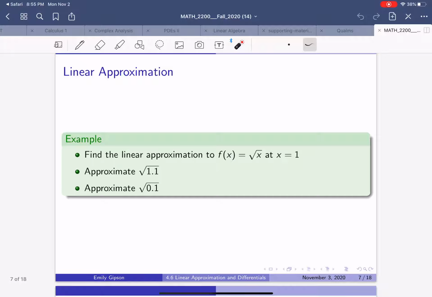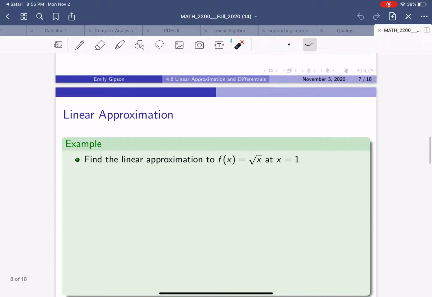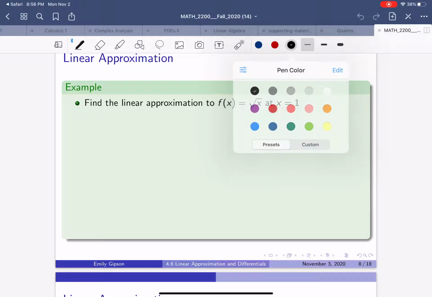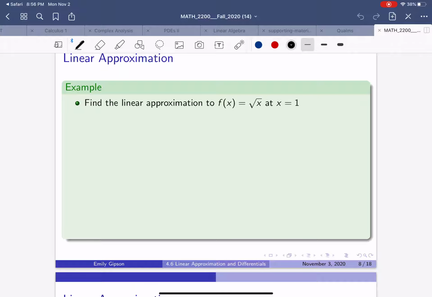In this example, we're going to find the linear approximation function to f equals the square root of x at x equals 1. And then we're going to use that to approximate the square root of 1.1 and the square root of 0.1. So this first step is find the linear approximation to f(x) equals the square root of x. What we need here is our linear approximation, which is L(x) equals f(A) plus f prime of A times x minus A.